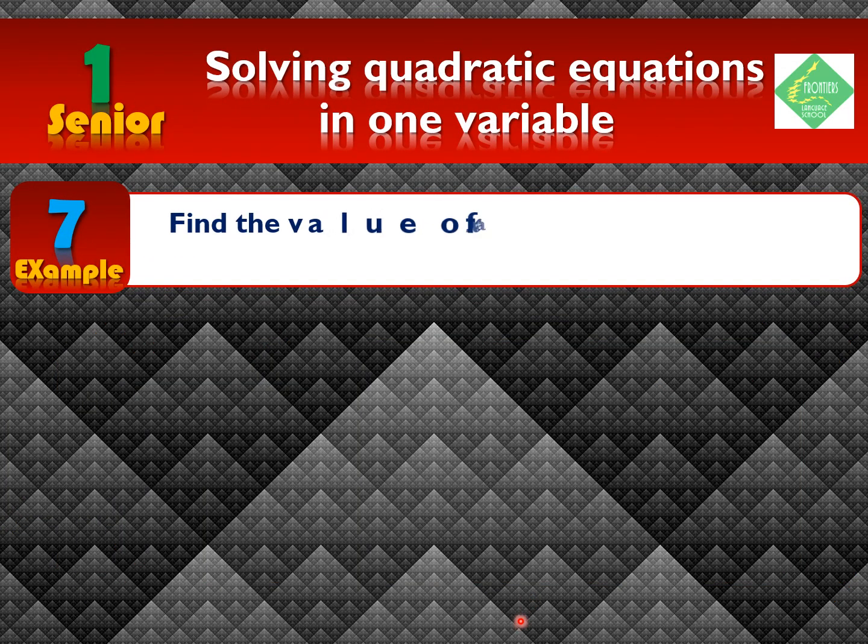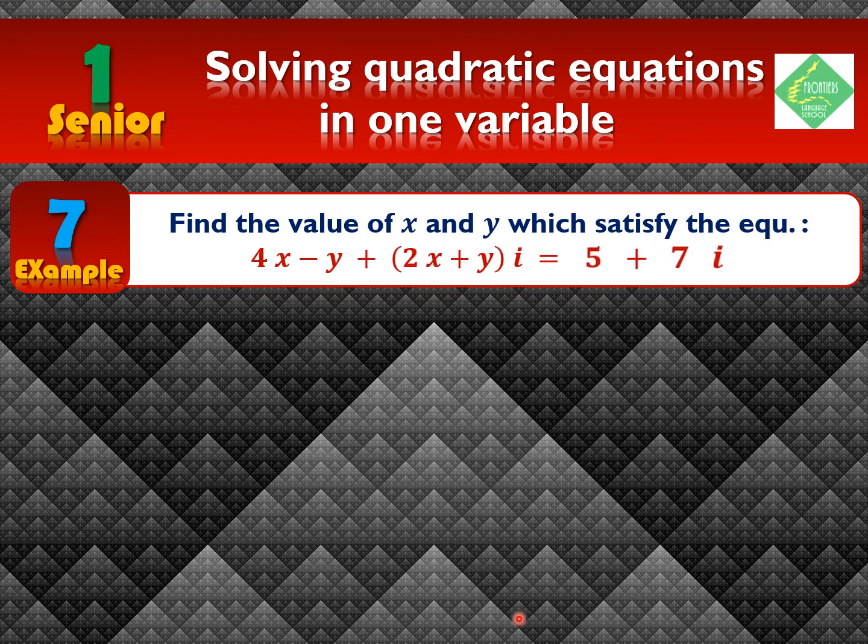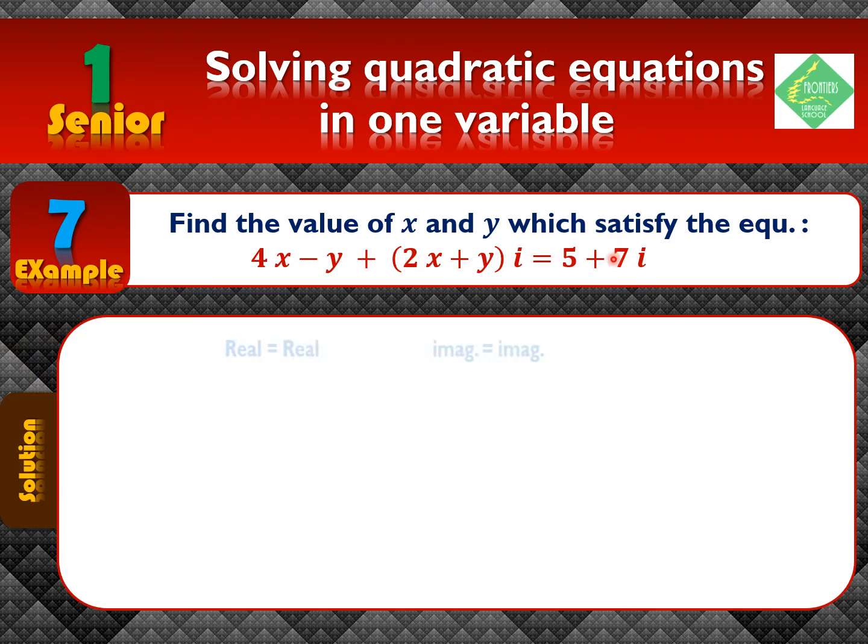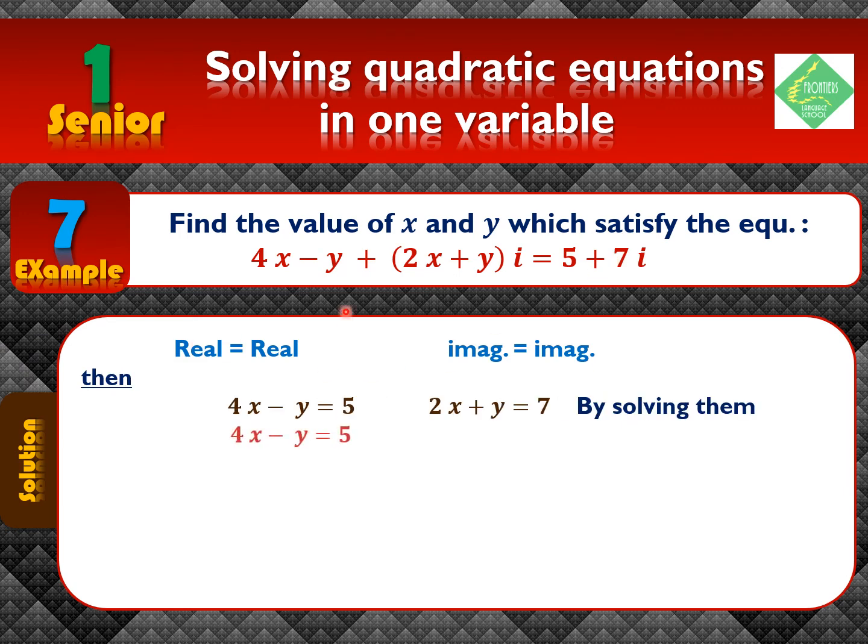Example 7. Find the value of x and y which satisfies the equation. As we agreed, real equal real, and imaginary equal imaginary. For x minus y equal 5 and 2x plus y equal 7.